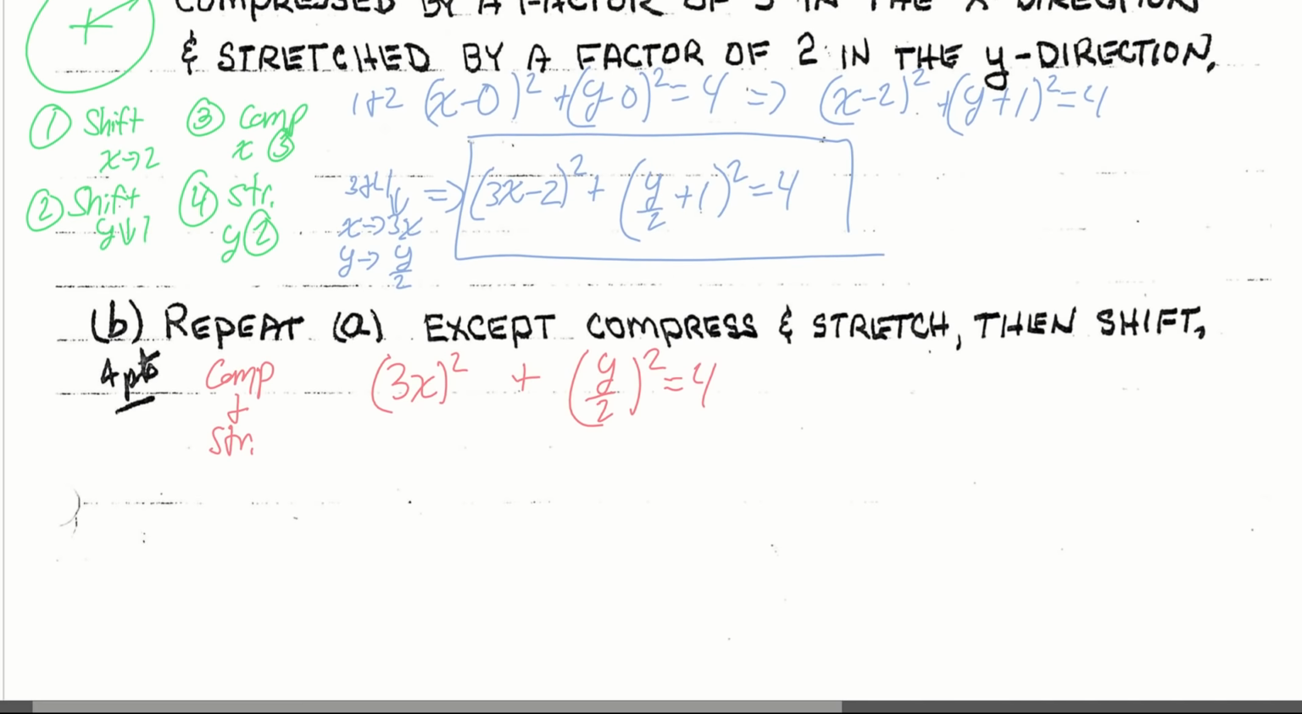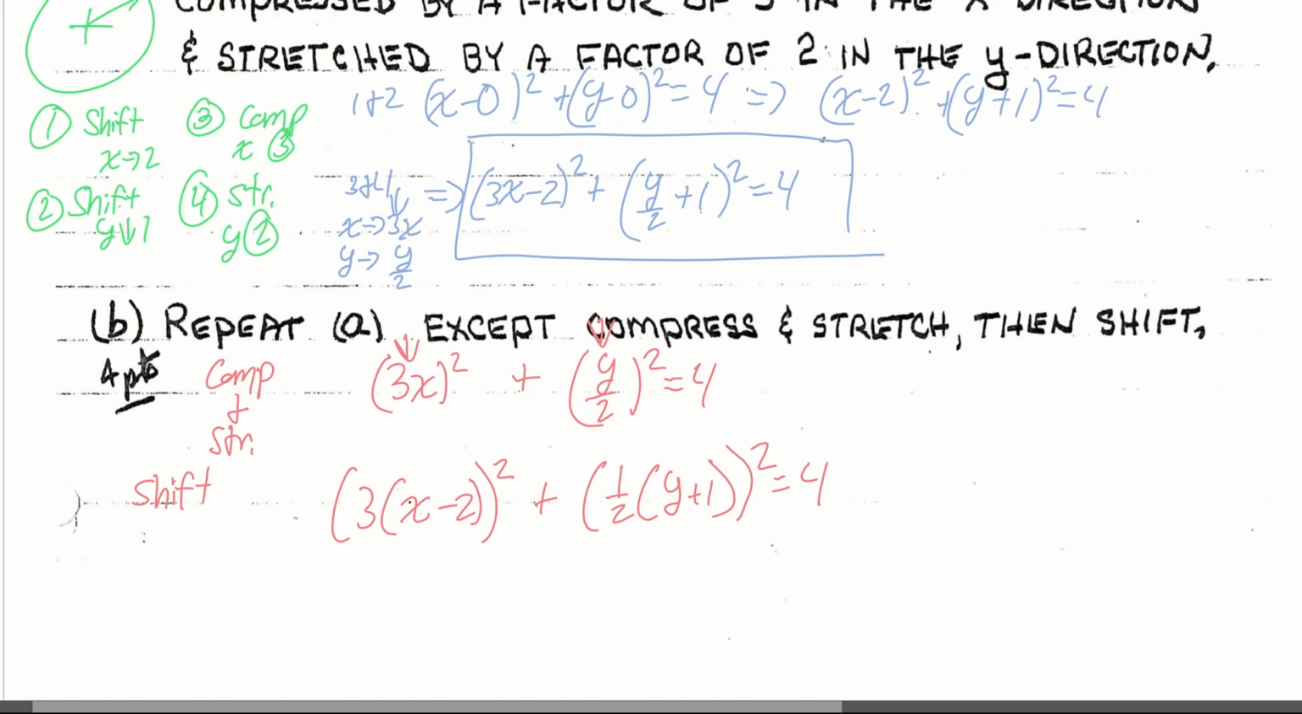And now when we go to shift, we have our factor in front that's going to affect it. So it's going to be 3 times x minus 2, since that's how much we're shifting it over, close parentheses, squared, plus our factor on the outside, 1/2, times y minus k, so our new k is going to be plus 1. Or I guess k is going to be minus 1, which makes it y plus 1, close quantity, squared equals 4.